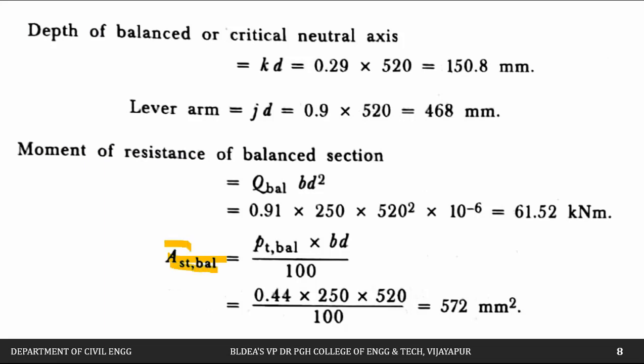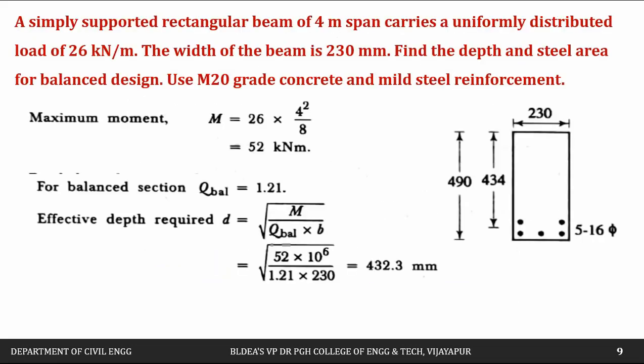Then next we can calculate AST balance, the area of steel required for a balanced section. This formula also we have already seen, PT balance multiplied by BD by 100. PT is 0.44 multiplied by 250 multiplied by 520 divided by 100. So that will be equal to 572 mm.